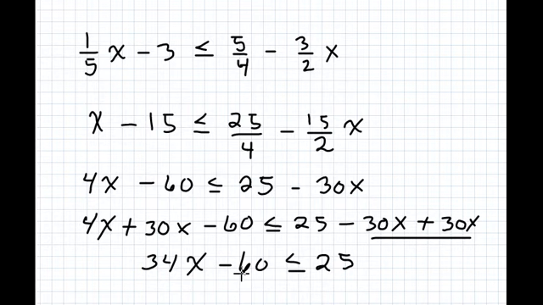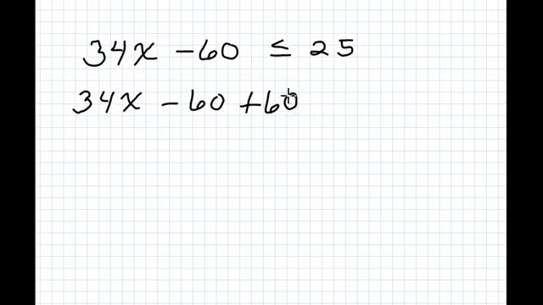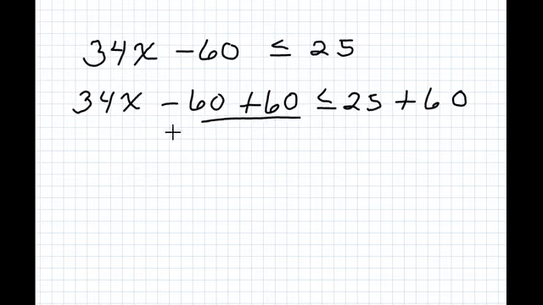So now we want to take this negative 60 over to the right hand side. I'm going to go ahead and clear this screen. So adding 60 now to both sides, so we have 34x minus 60 plus 60 is less than or equal to 25 plus 60. Those will cancel out, and we're left with 34x is less than or equal to 85.